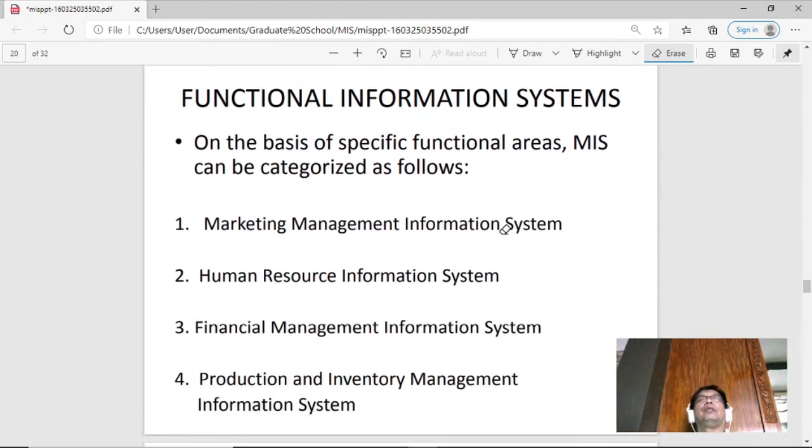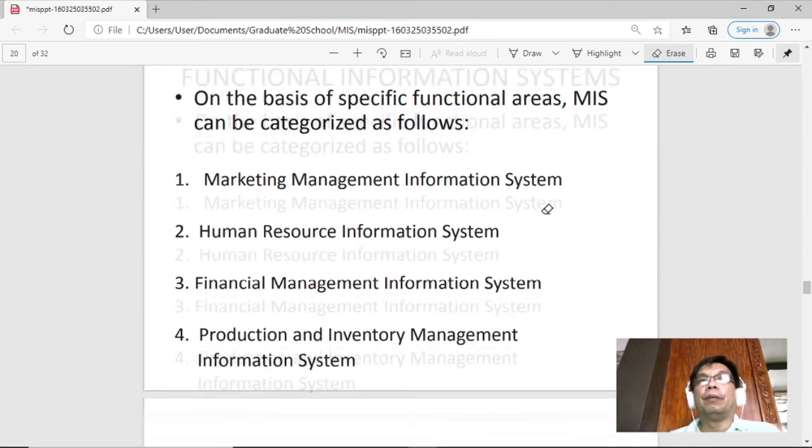Functional information systems. On the basis of specific functional areas, MIS can be categorized as follows. So we have marketing management information system, human resource information system, financial management information system, production and inventory management information system. But of course, it depends on the company. This is more on a production company.